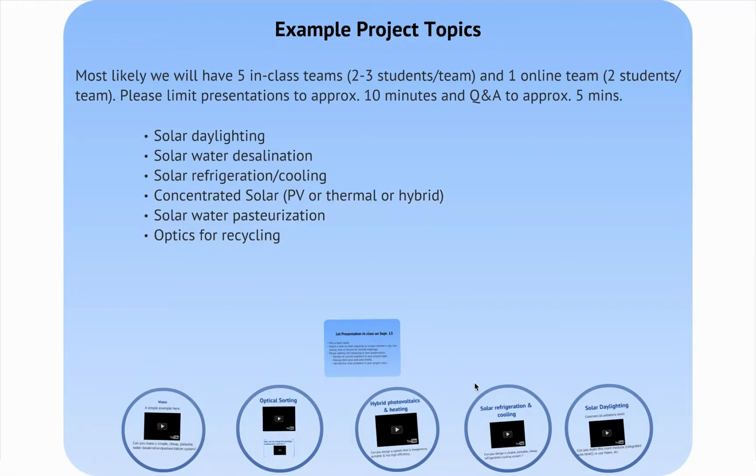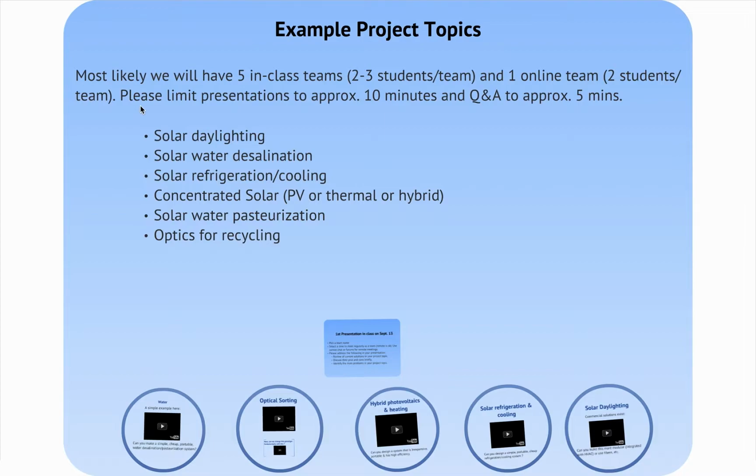So this kind of ends today's lecture. But I just want to make a couple of quick points about the project. The projects are very important for this class, so I wanted to emphasize a few things. We have about 15 to 17 students in this class, so we'll probably have about 5 in-class teams with about 2 to 3 students per team, and 1 online team with 2 to 3 students per team as well. Probably 2. So just be aware, we have about 6 students.